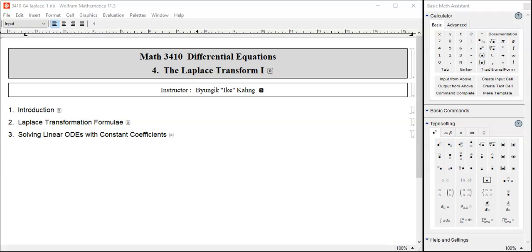Hello students, we are done with chapter 1, finally. Let's go to chapter 2. Lessons 4 and 5 are devoted to chapter 2 of our textbook, the Laplace Transform.